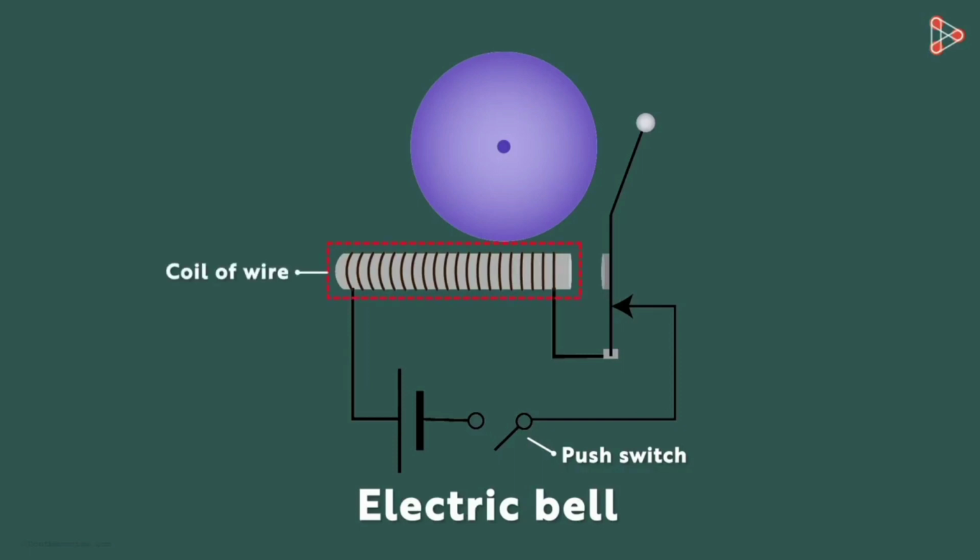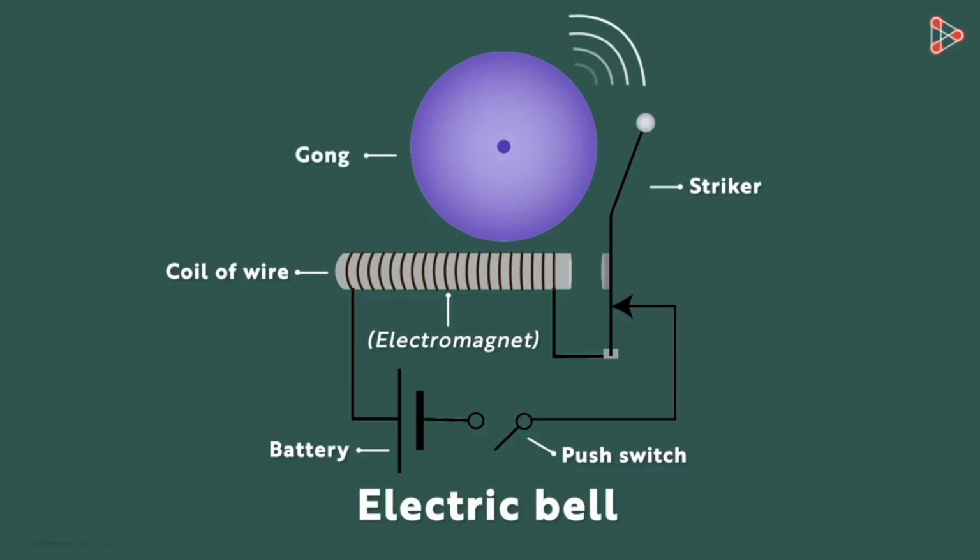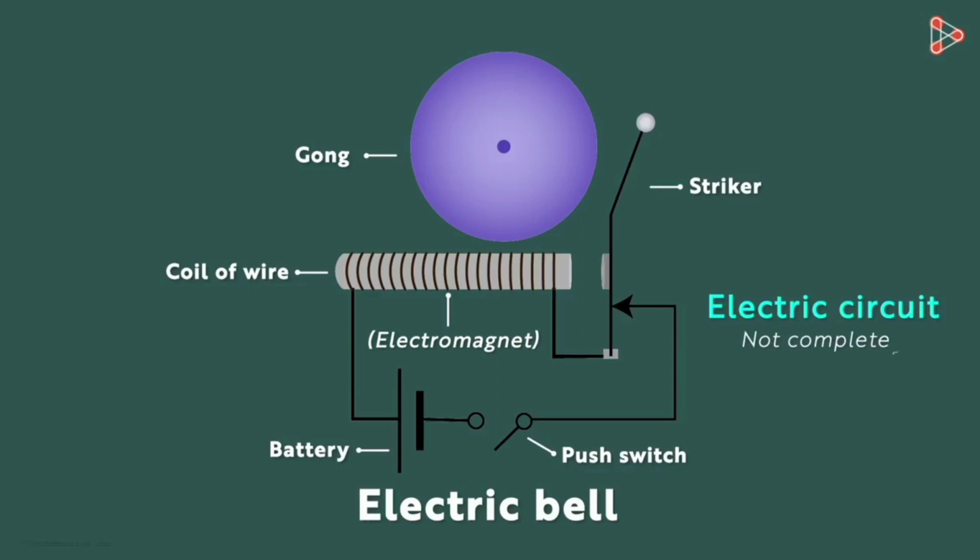This is the coil of wire wound around the iron piece as well. It will act as an electromagnet when the electric current flows through the circuit. This is a battery and this is a striker or hammer which strikes this gong. That's when we hear the sound. So we can see this is a circuit that can be formed. It is not complete. Why is it not complete? Well, we haven't pressed the switch here.